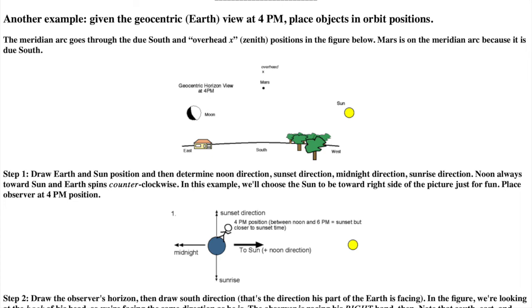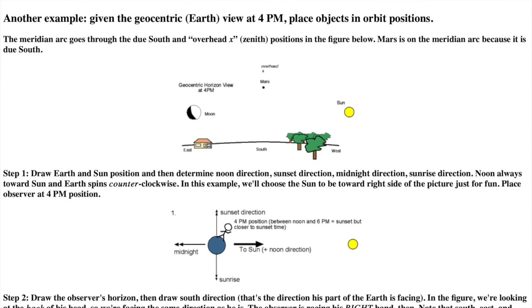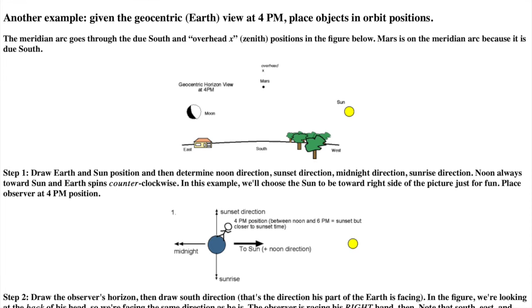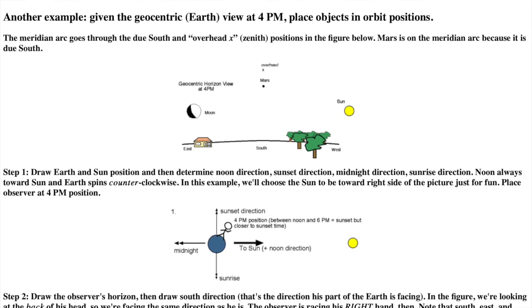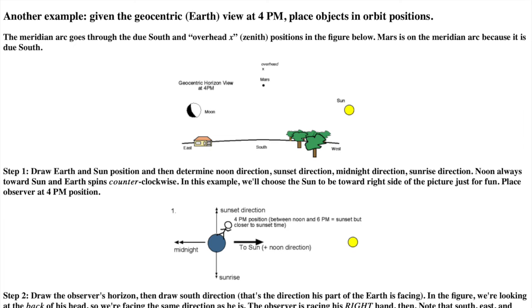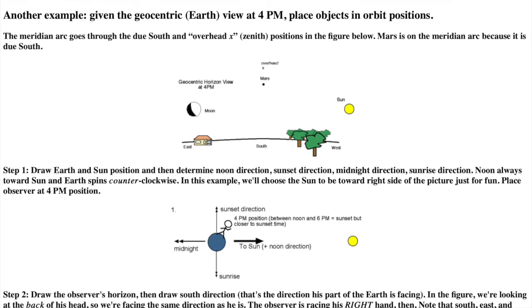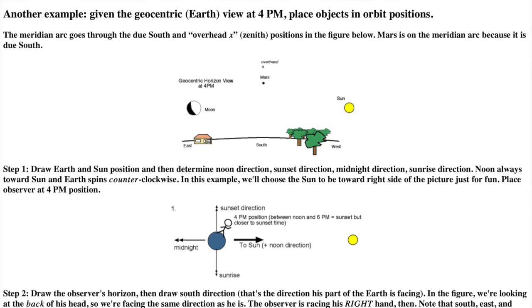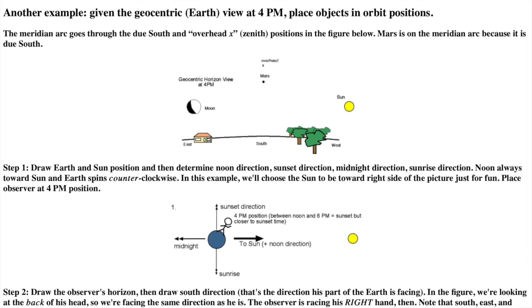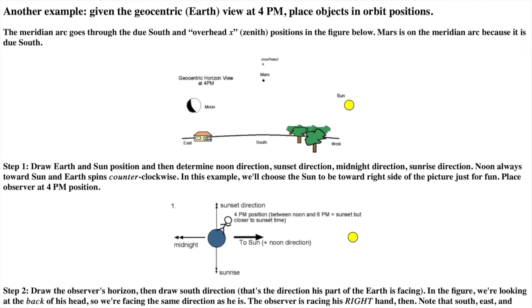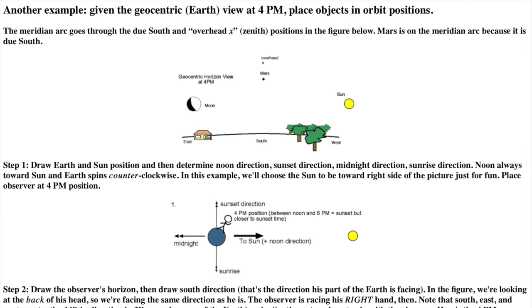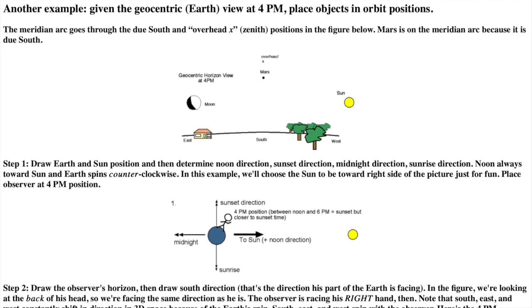Now for the second scenario. We are given the Earth ground view below for the 4 p.m. sky, and we're asked to place the objects in their orbits in an orrery, or very high up view. We're going to do this for both the Moon and Mars. The Moon phase appears to be a waxing gibbous, and it's rising in the east at 4 p.m. Mars is on the meridian at 4 p.m.